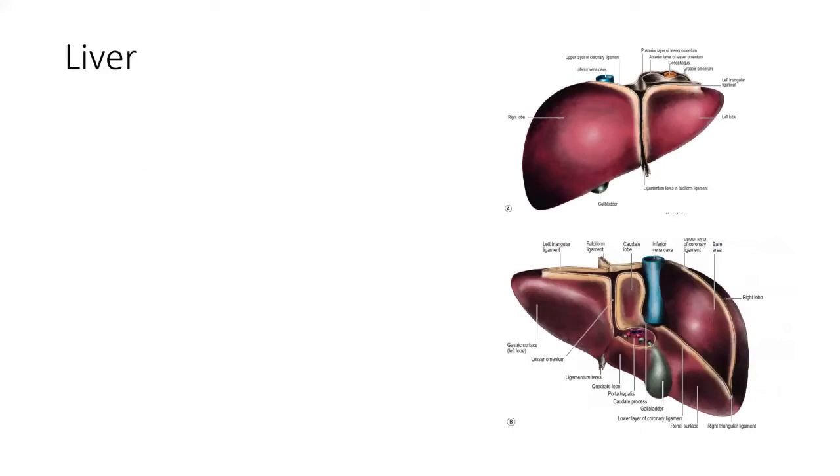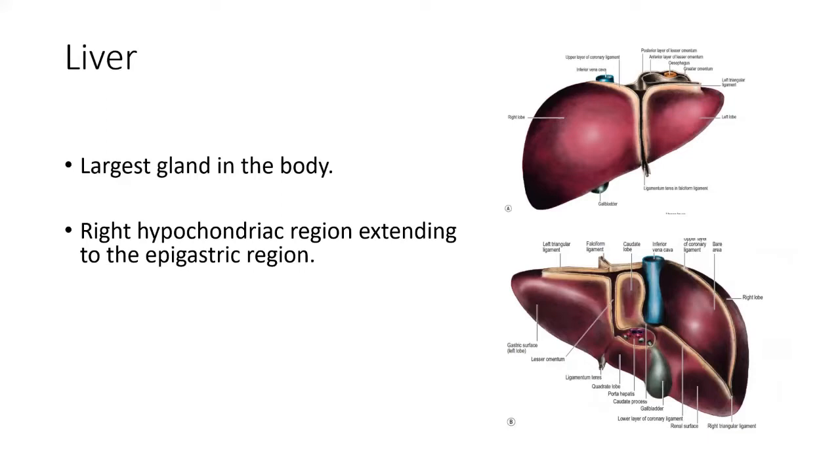So first we are going to talk about the liver. As you said, the liver is the largest gland in the body. What is the largest organ? Skin. Yes, the largest organ is the skin, but the largest gland in the body is the liver. It's found in the right hypochondriac region and extends into the epigastric region. I hope you all know about the different regions of the abdomen. You must already know because you learned about the surface anatomy.